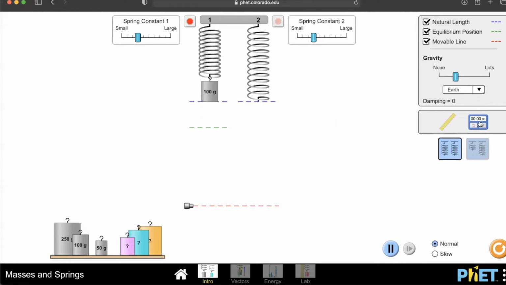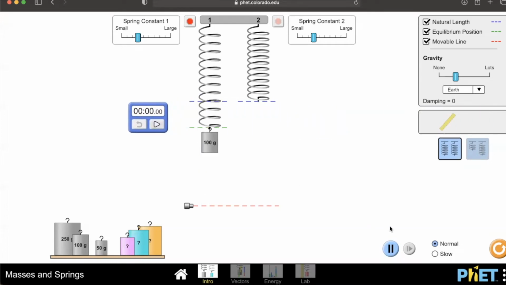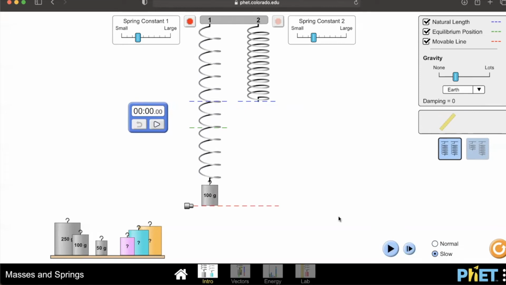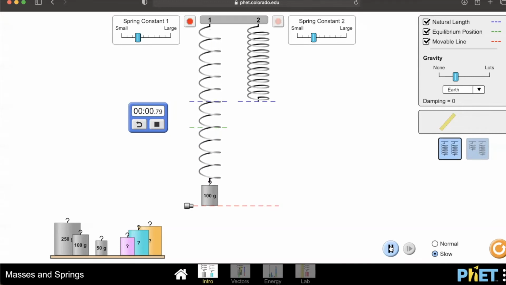The second thing that we should check is, does it take the same amount of time to complete each cycle? So let's try to pause this when it's at the bottom. All right, so I'm going to start this timer, and once I hit play, we will time the amount of time it takes for this to return back to this position down here. All right, so it took about 0.81 seconds.